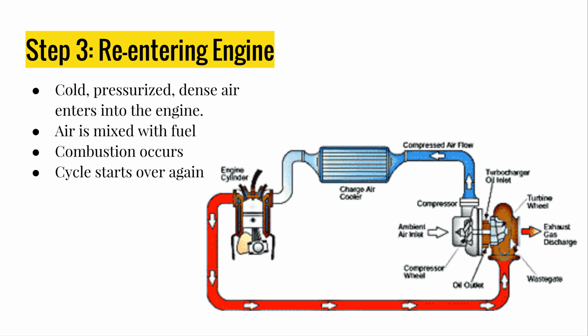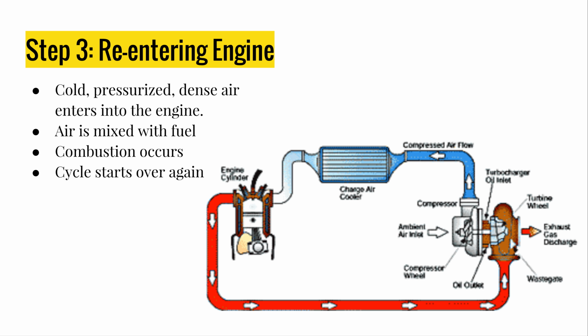So here's a general infographic of the whole process. So I'll review it one more time. If we start at the left end at the engine cylinder, combustion occurs, exhaust fumes leave the cylinder through the exhaust manifold. The exhaust fumes enter the turbocharger through the turbine housing. The kinetic energy from the gases spin the turbine wheel, which in turn spins the compressor wheel.